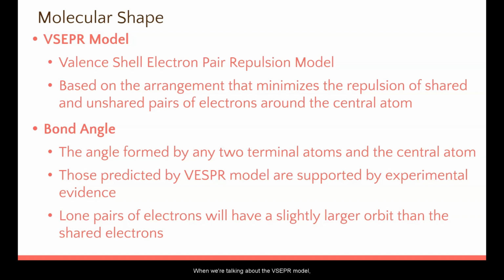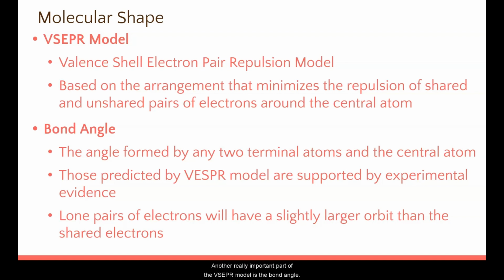When we're talking about the VSEPR model, it stands for Valence Shell Electron Pair Repulsion Model. And this is based on the arrangement that minimizes the repulsion of shared and unshared pairs of electrons around the central atom. Let's remember that electrons are negative, and it's like having 2 negative magnets by each other. They don't want to be by each other, so these electrons and shared pairs of electrons arrange themselves in space in a 3D way that gets them as far away as they potentially can be from the other electrons.